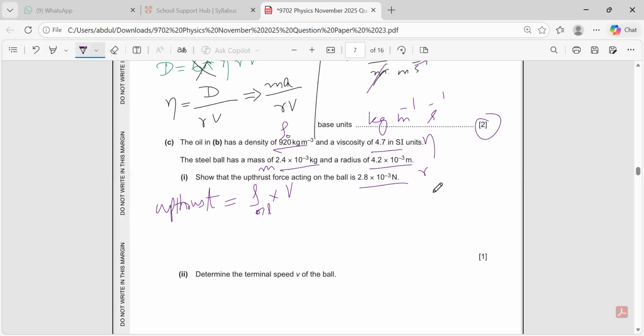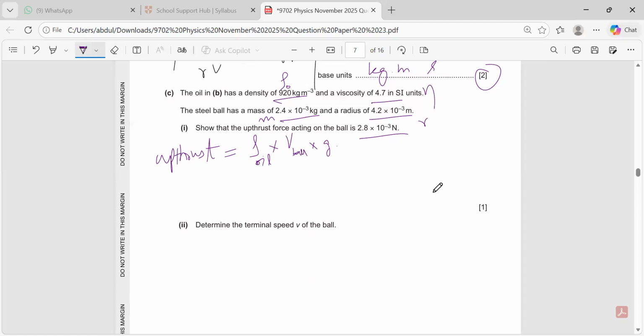Volume of the ball means object times g. Now, ball is a sphere. What is the volume of the sphere? Volume of the sphere, my dear friends, is 4 by 3 pi r cubed times g. All the values are with us. Let's place the values.